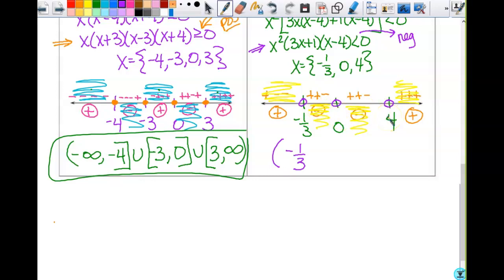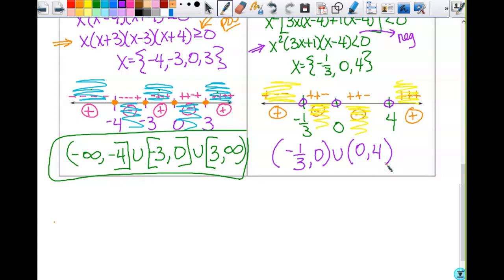Think about your circles. At 0, am I positive or am I negative or what am I? What happens when x is 0? What's y? 0, right? So when I'm 0, am I negative? No, so I don't get to include it. So I go negative 1/3 to 0, start back over at 0, and go to 4. And I don't include any of it because I have open circles.